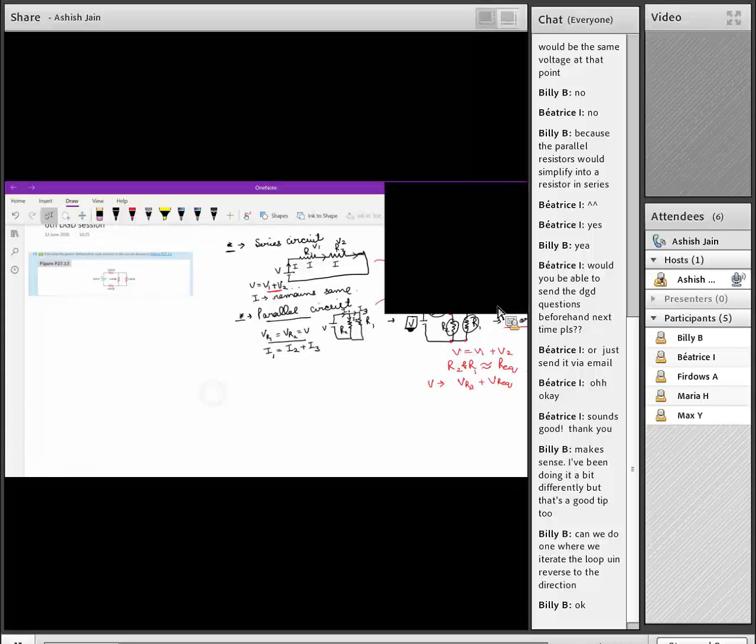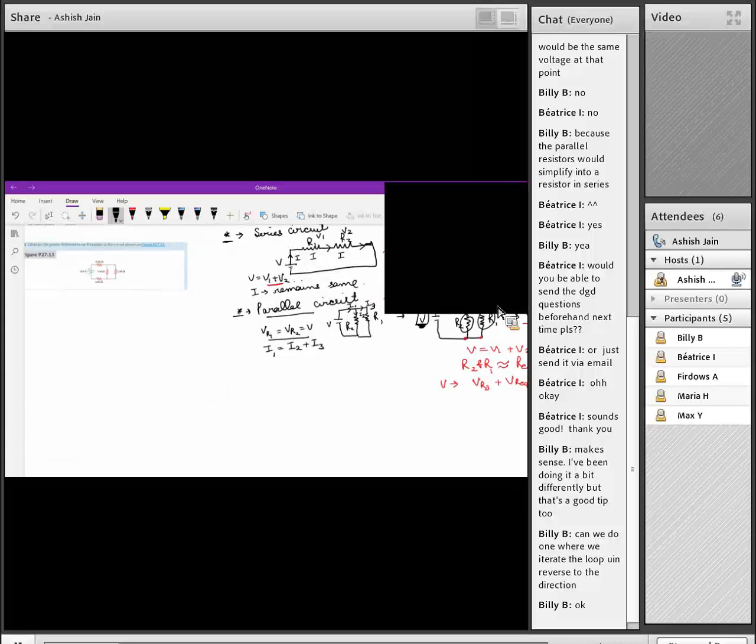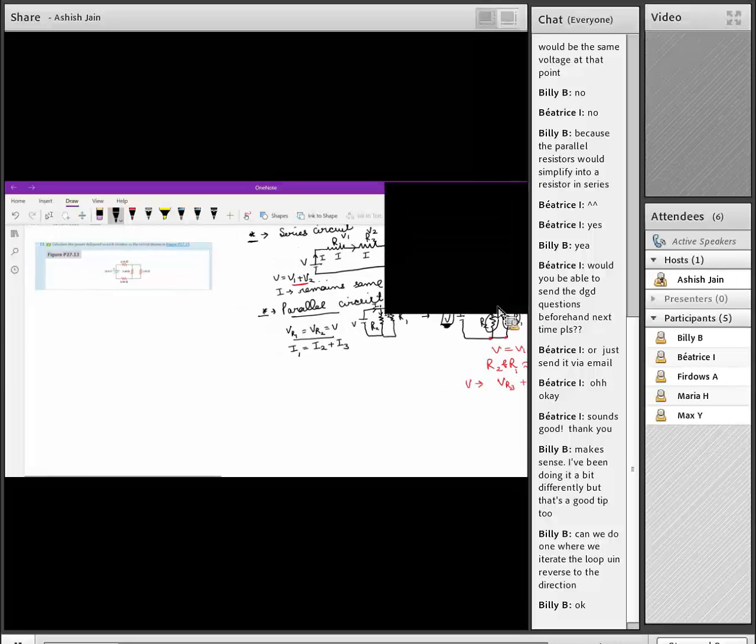Perfect. So let's start, not waste more time. Let's start with question one. So it's a very easy circuit. It says calculate the power delivered to each resistor as shown. You know, power is given by VI, right? Or I squared R, correct? Then this circuit can be further solved as you can simplify this circuit.